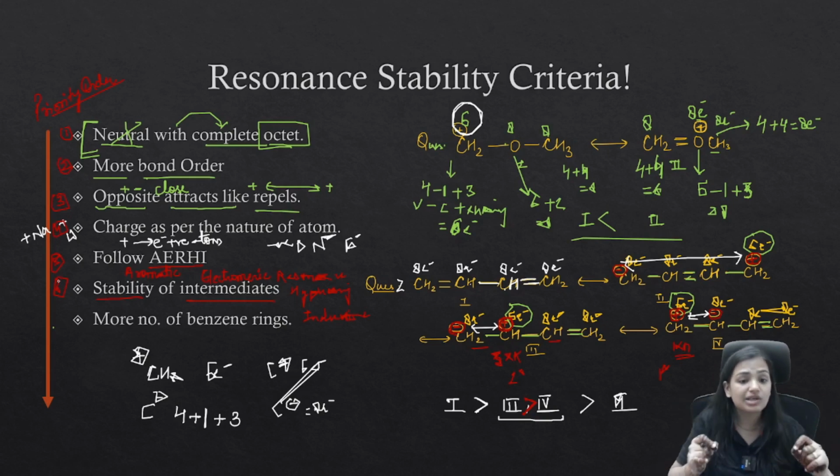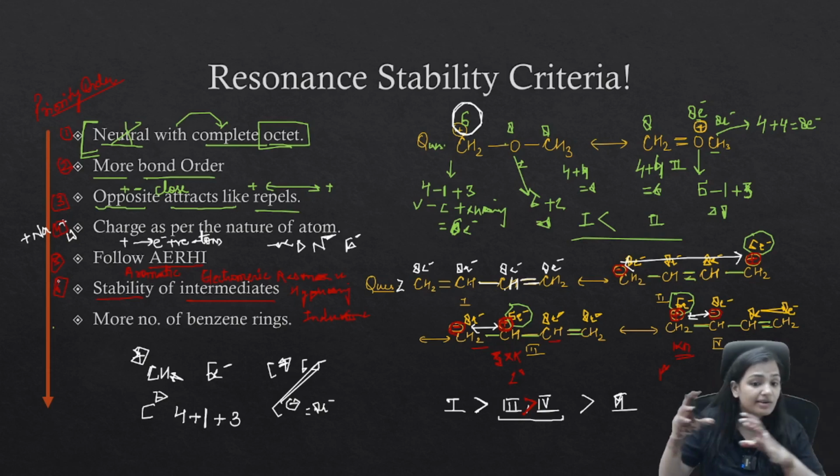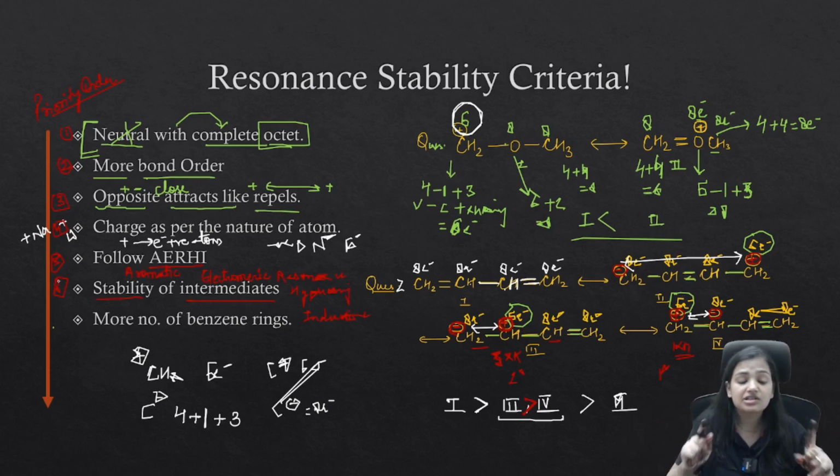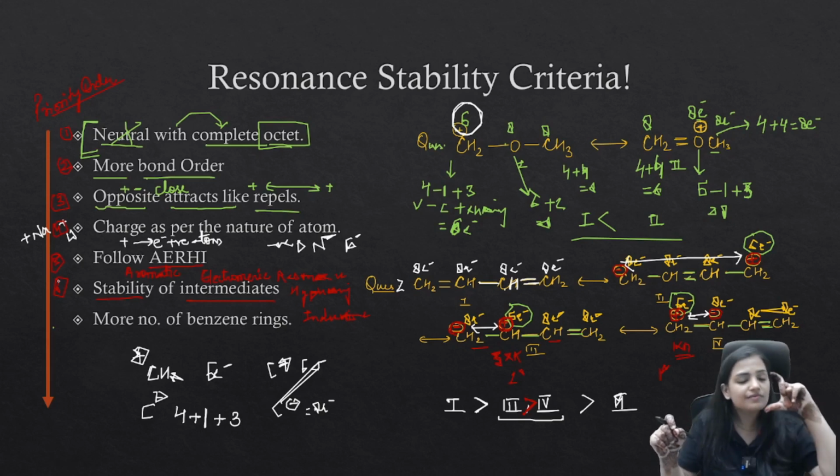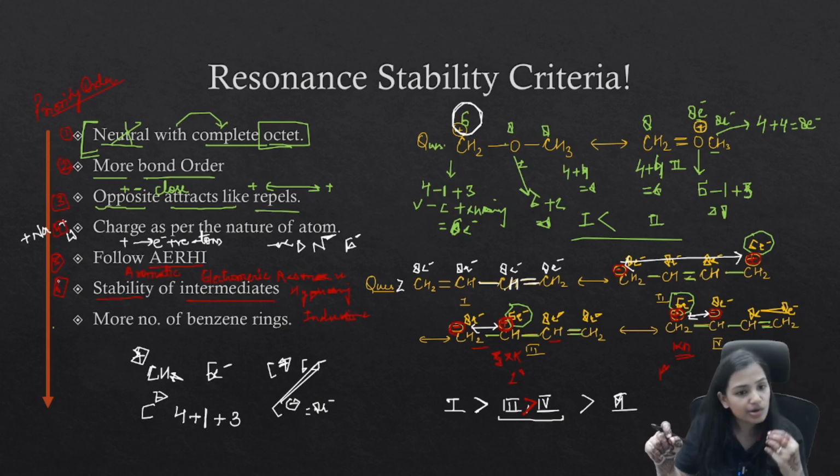Now the last point is, whenever you have such compounds where we have more than one benzene ring, among all the structures, that particular structure will be more stable where we will be having more number of benzene rings. Okay, so guys, in short, I have given you all these 7 points. If you follow these 7 points in that priority order, you will be able to solve your question.